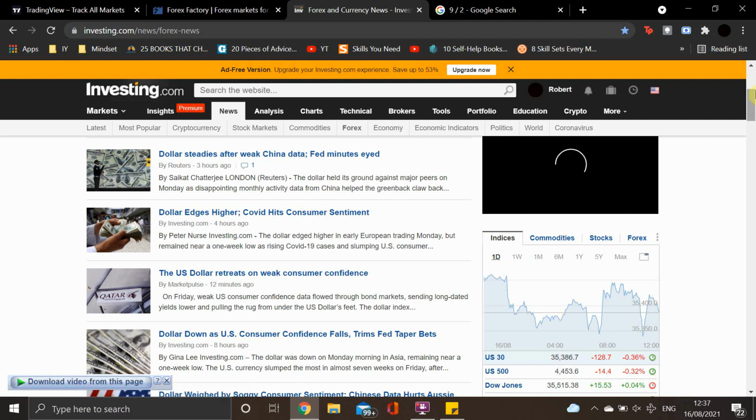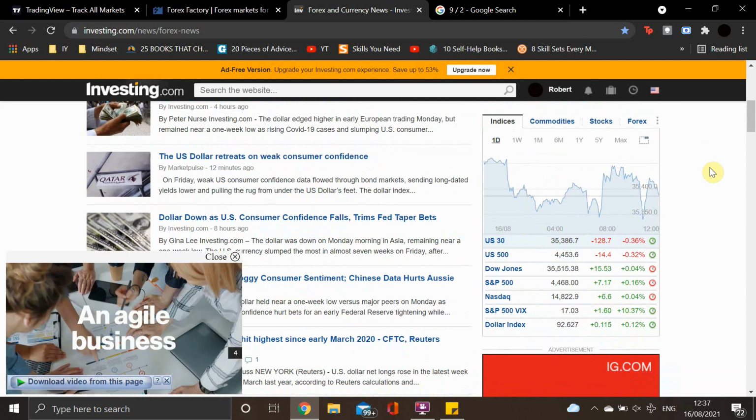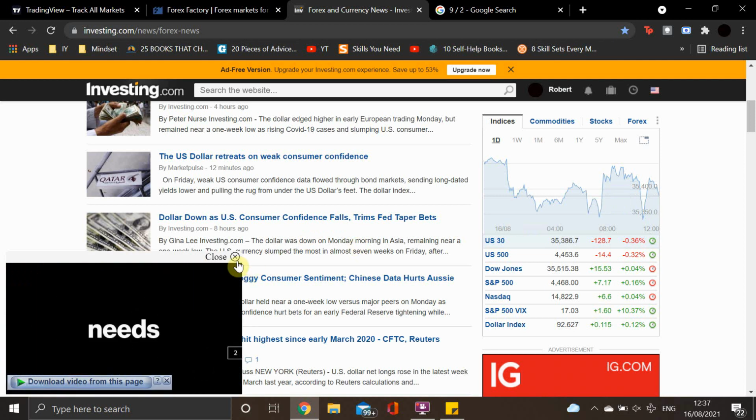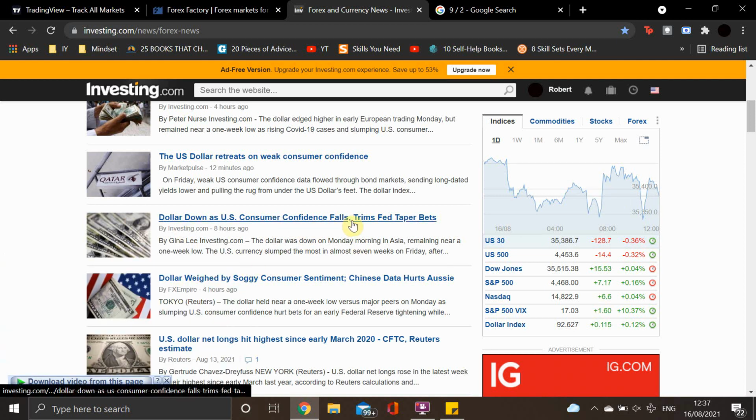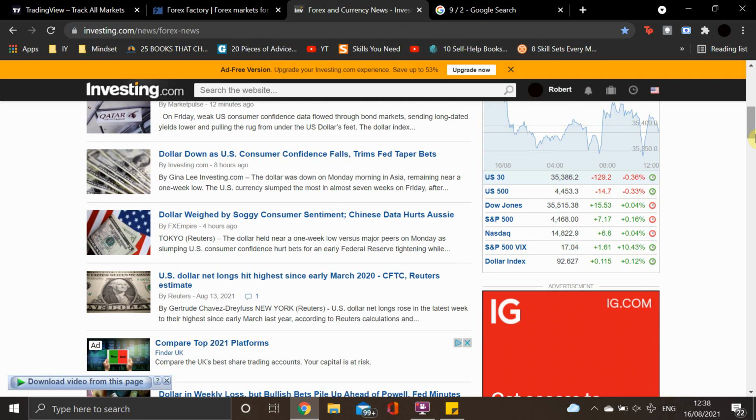It just helped me practice drawing my trend lines, my support and resistance, all of that stuff. The dollar retreats on weak consumer confidence. Dollar down as US consumer confidence falls. So it's 12 minutes ago, dollar retreats on weak consumer confidence. We've known since last week the dollar's been down for quite a bit. Dollar weighed by soft consumer sentiment.